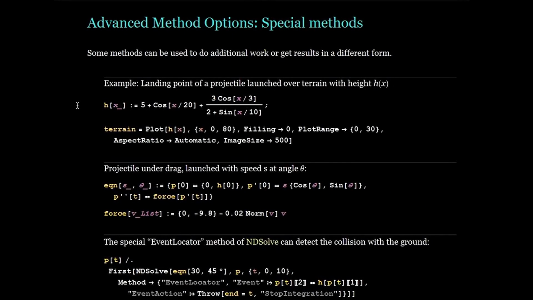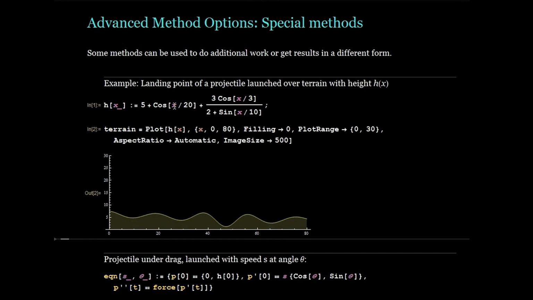Advanced method options can also be used to access special methods. A good example is the EventLocator method of NDSolve. You can use this method to detect events during the solution of a differential equation. We'll use it to stop integrating at the moment our simulated projectile, such as a cannonball, lands on the ground. Here's a plot of our virtual firing range.